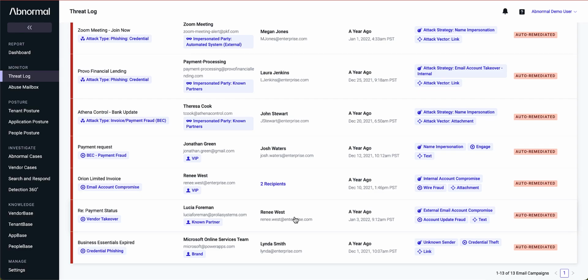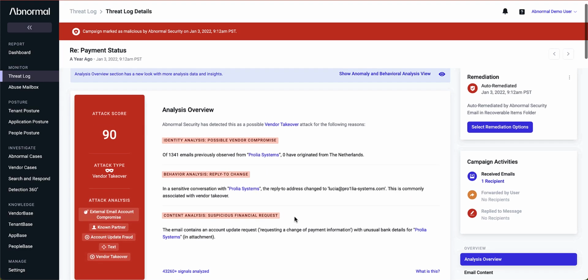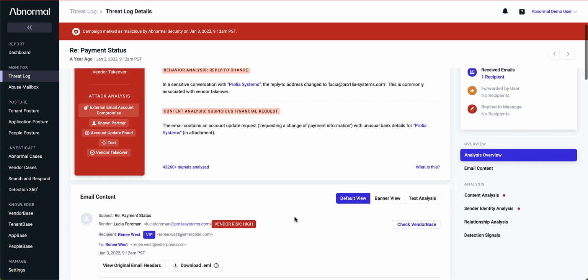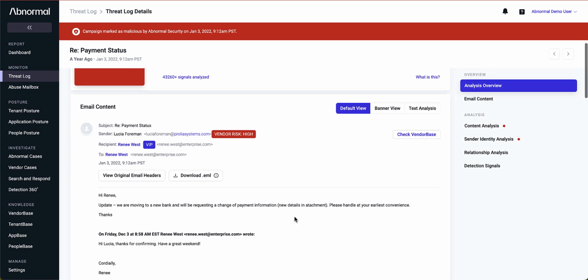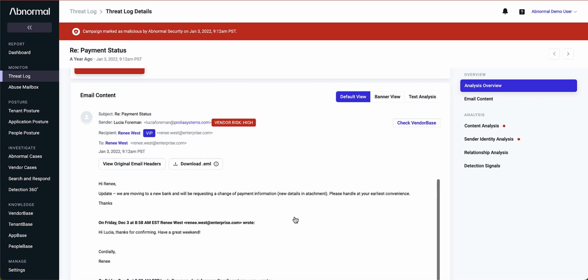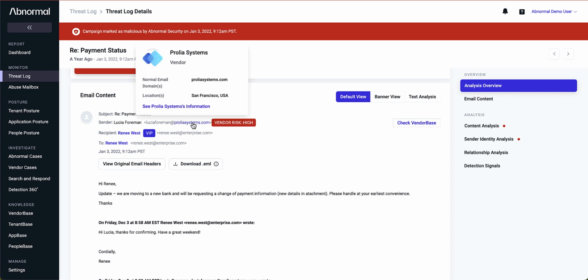Let's take a look at a more advanced attack. This is going to be an example of vendor compromise being leveraged to commit invoice fraud. In this case, we see that Prolia Systems is a trusted vendor of our organization, Enterprise.com, and Lucia's account has actually become compromised by a threat actor.